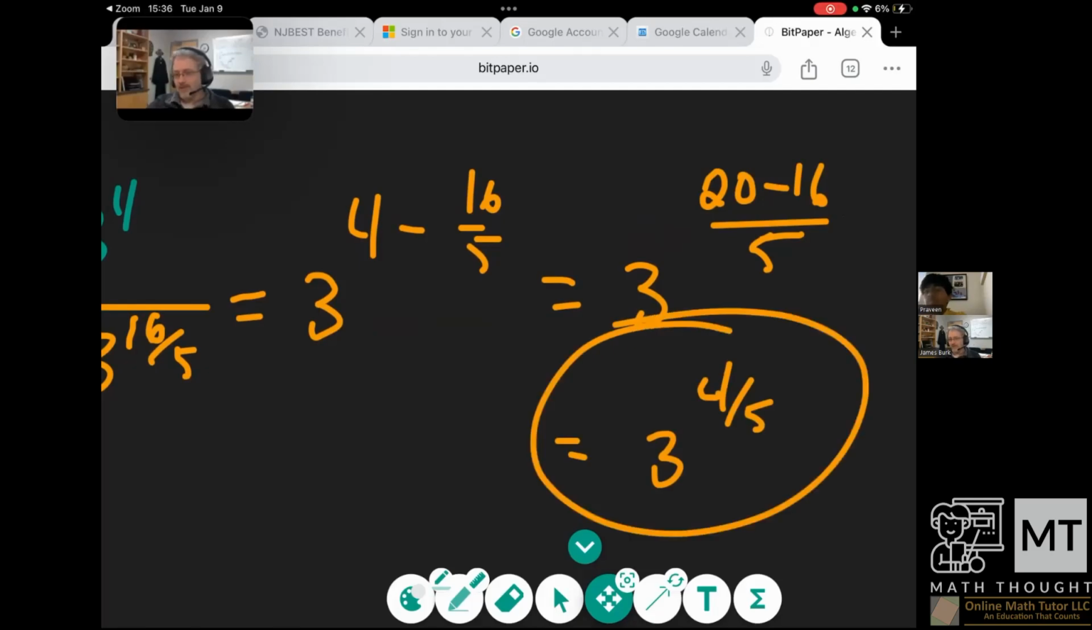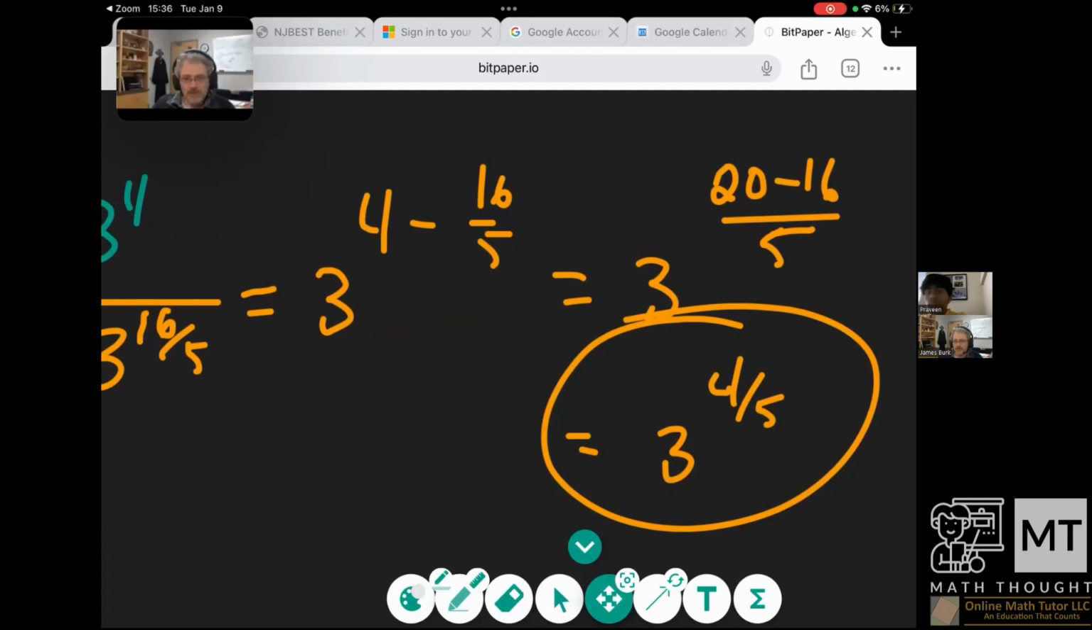And you can't do anything else with a 4/5. Now, if it was like 6/5, you might be able to do something with that. I might want you to write it in terms of factoring out the 3 and raising it to the power of 1/5. That might be something they want you to do, but other than that, you're pretty much done. I see.